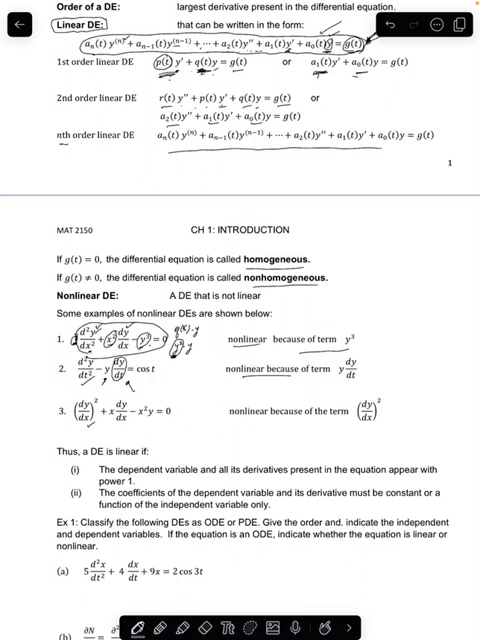Last one here. So we have dy by dx, but wait a minute. This is the first derivative, dy by dx, and it is being raised to the second power. So that is what is making this a non-linear differential equation.